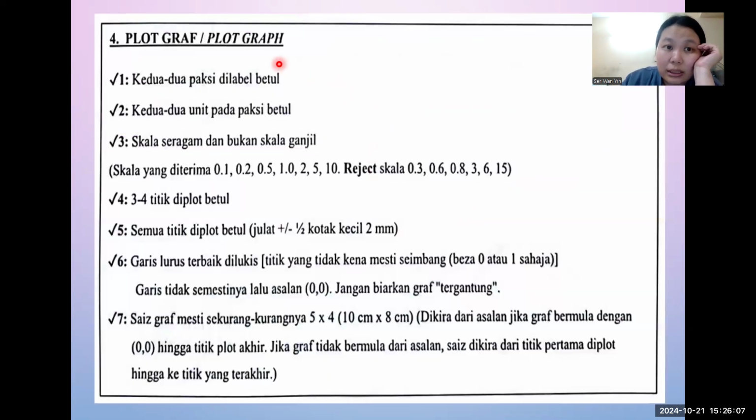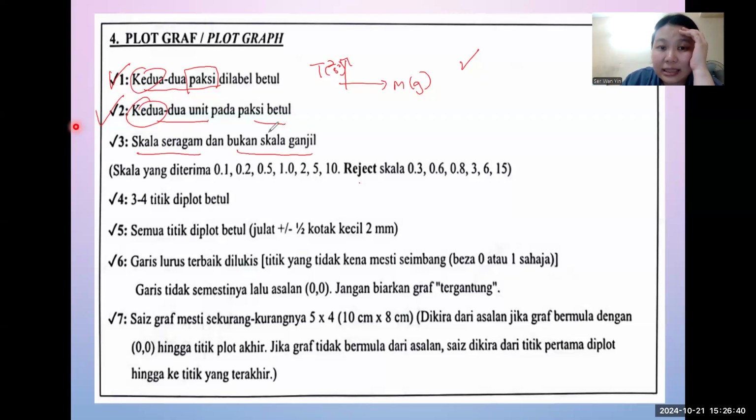Okay, now, plot the graph. How do we count marks? Normally the graph gets 5 marks, and then there are 7 ticks. Number 1, both axes labelled correctly. For example, T squared against m. These two, you will get the first tick. Both units on the axes are correct, for example s squared and gram. Both.